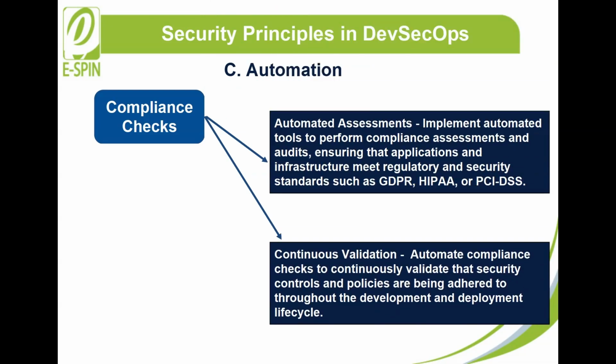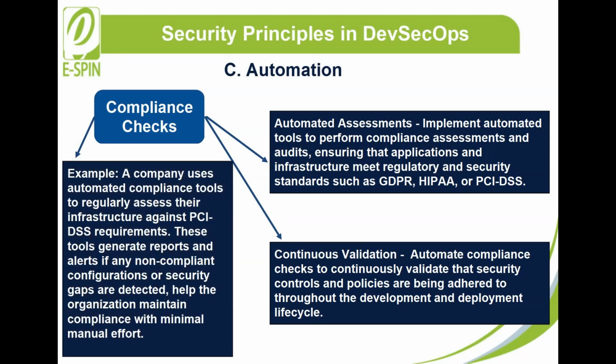Continuous validation automates compliance checks to continuously validate that security controls and policies are being adhered to throughout the development and deployment lifecycle. Example: a company uses automated compliance tools to regularly assess their infrastructure against PCI DSS requirements. These tools generate reports and alerts if any non-compliant configurations or security gaps are detected, helping the organization maintain compliance with minimal manual effort.